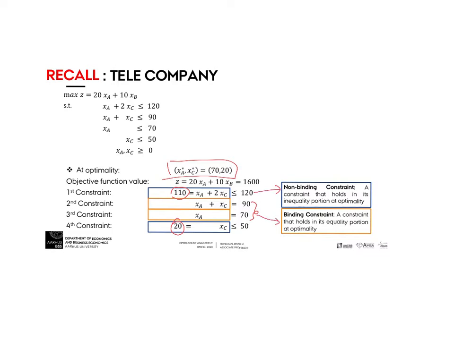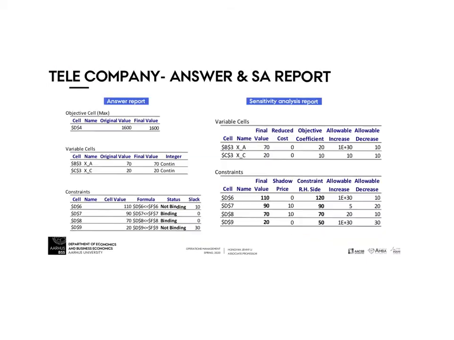You can see the blue constraints are not binding, and the orange constraints are binding. So we introduced two terms, binding constraints and non-binding constraints. We will use them in the following discussion. We can judge if a constraint is binding or not in different places. For example, in the answer report, you just look into the status, which directly shows you whether the constraint is binding or not binding.